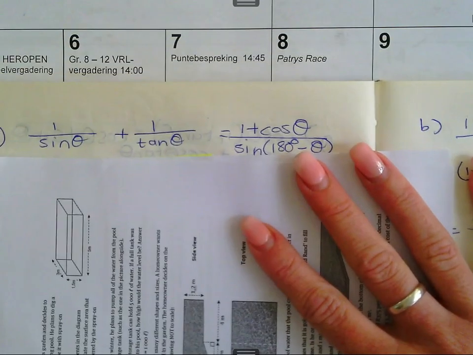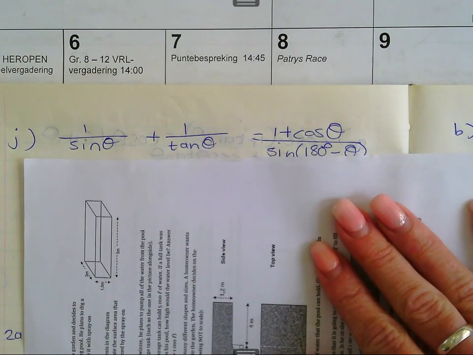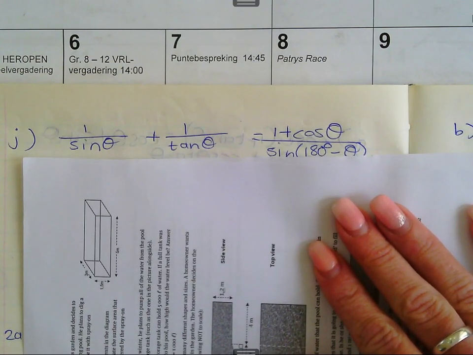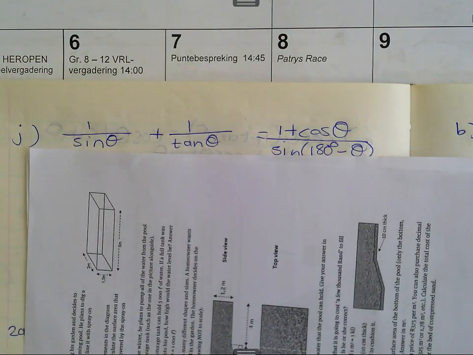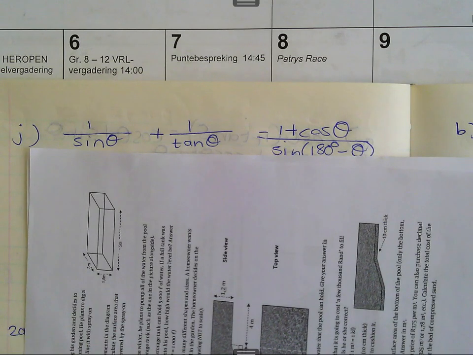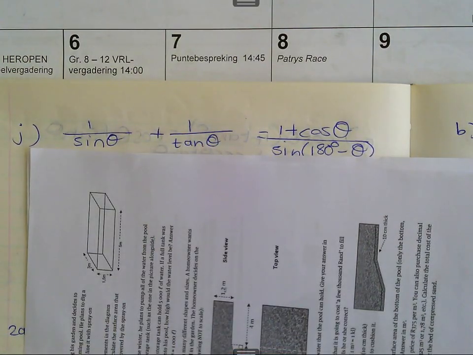We still have J. 1 over sin theta plus 1 over tan theta, equals 1 plus cos theta over sin of 180 minus theta. Okay, this is something that you need to remember. The way you remember that tan is sin over cos, you must remember what is 1 over tan. Do you know? Then it's cos over sin, it's swapped around. Remember, if it was tan, it's actually tan over 1. Now it swaps, so therefore sin over cos also swaps. You must remember, we wrote it down when we wrote down the identities.